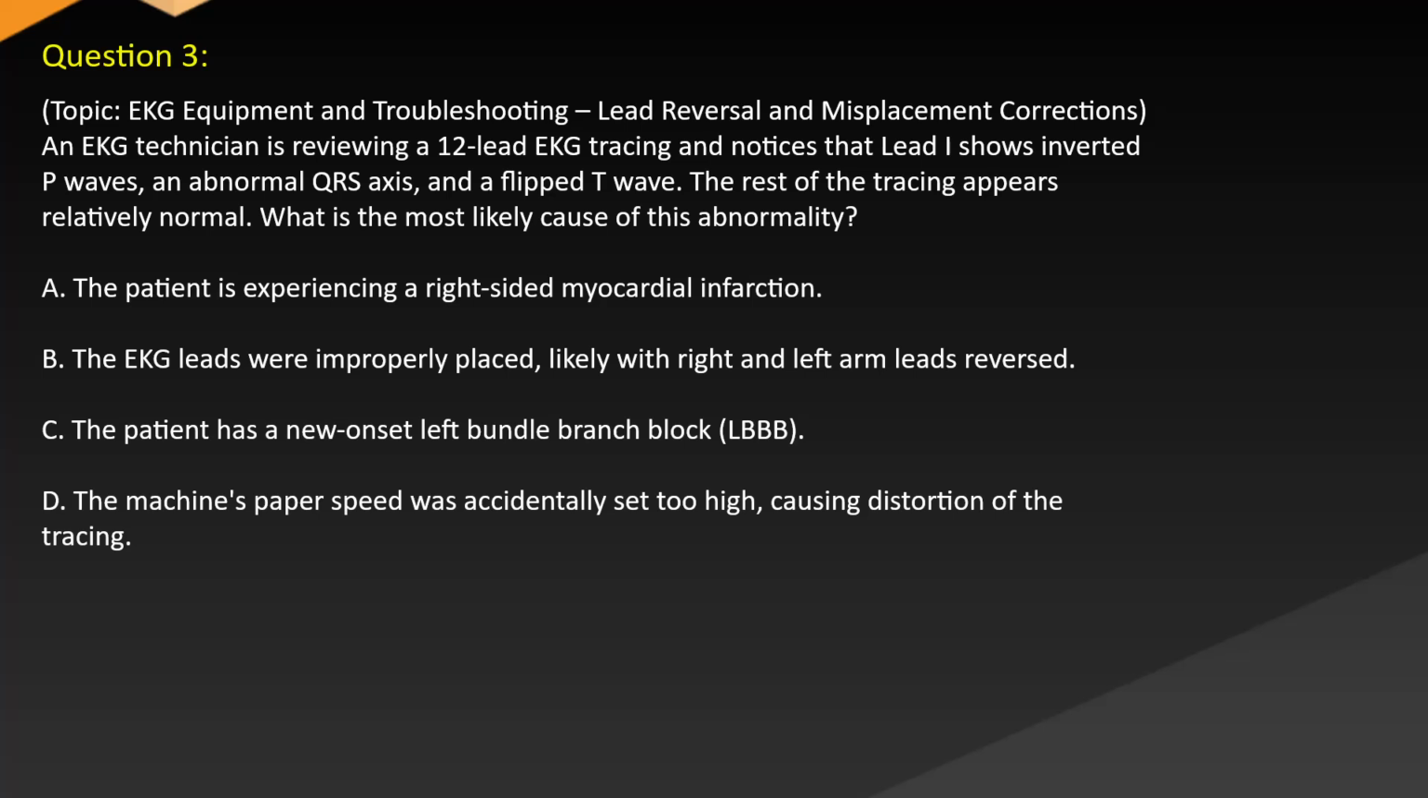A. The patient is experiencing a right-sided myocardial infarction. B. The EKG leads were improperly placed, likely with right and left arm leads reversed. C. The patient has new onset left bundle branch block, LBBB. D. The machine's paper speed was accidentally set too high, causing distortion of the tracing.